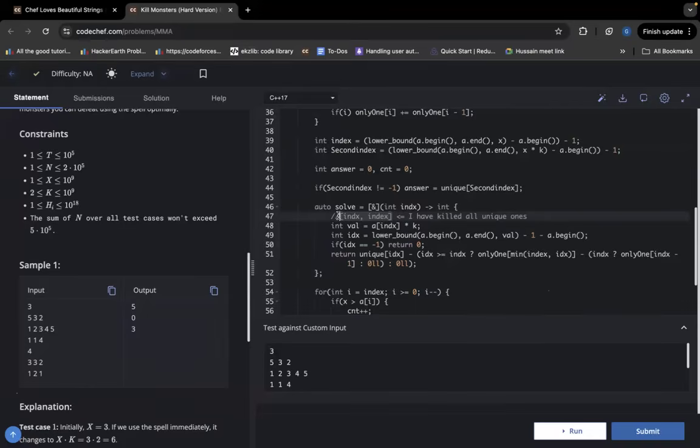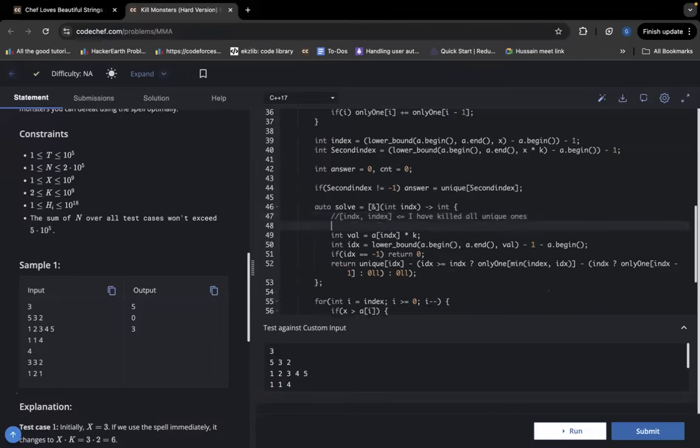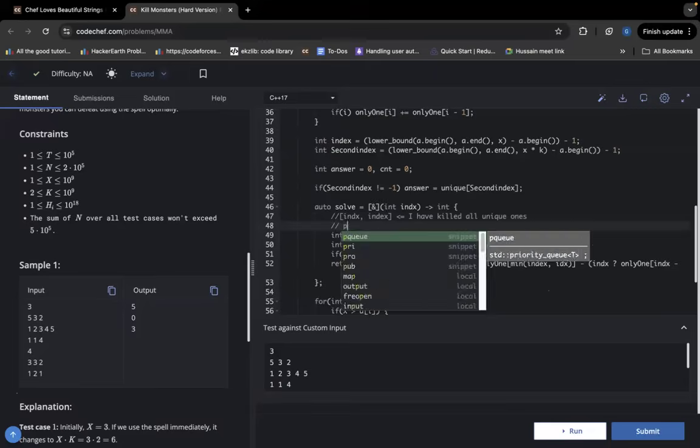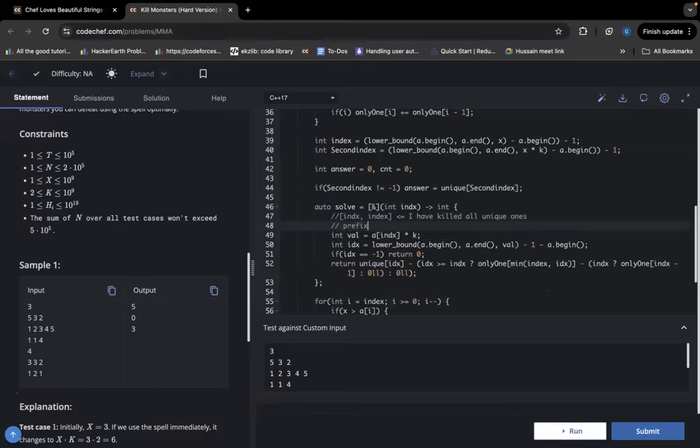Yes or no? Okay. So what is the number of ones in this range, guys? Do you agree it's just prefix of index minus prefix of index minus 1? These two are different variables. Keep that in mind. Okay. Is this much clear?